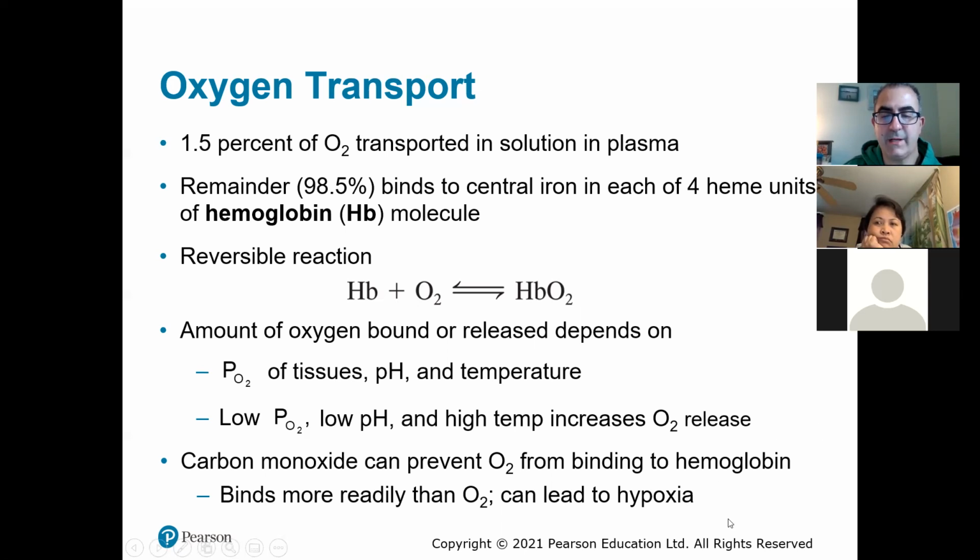Carbon monoxide can prevent oxygen from binding to hemoglobin. It binds more readily than O2, which can lead to hypoxia. So one of the scariest things about carbon monoxide poisoning is that hemoglobin binds to carbon monoxide preferably over oxygen. So if you are, say, asleep in the house and there's carbon monoxide, your red blood cells are binding that carbon monoxide rather than oxygen, and they're transporting carbon monoxide around your body, not oxygen. So now your tissues are not getting oxygen the way that they should, right? And that's one of the scariest things about carbon monoxide poisoning.